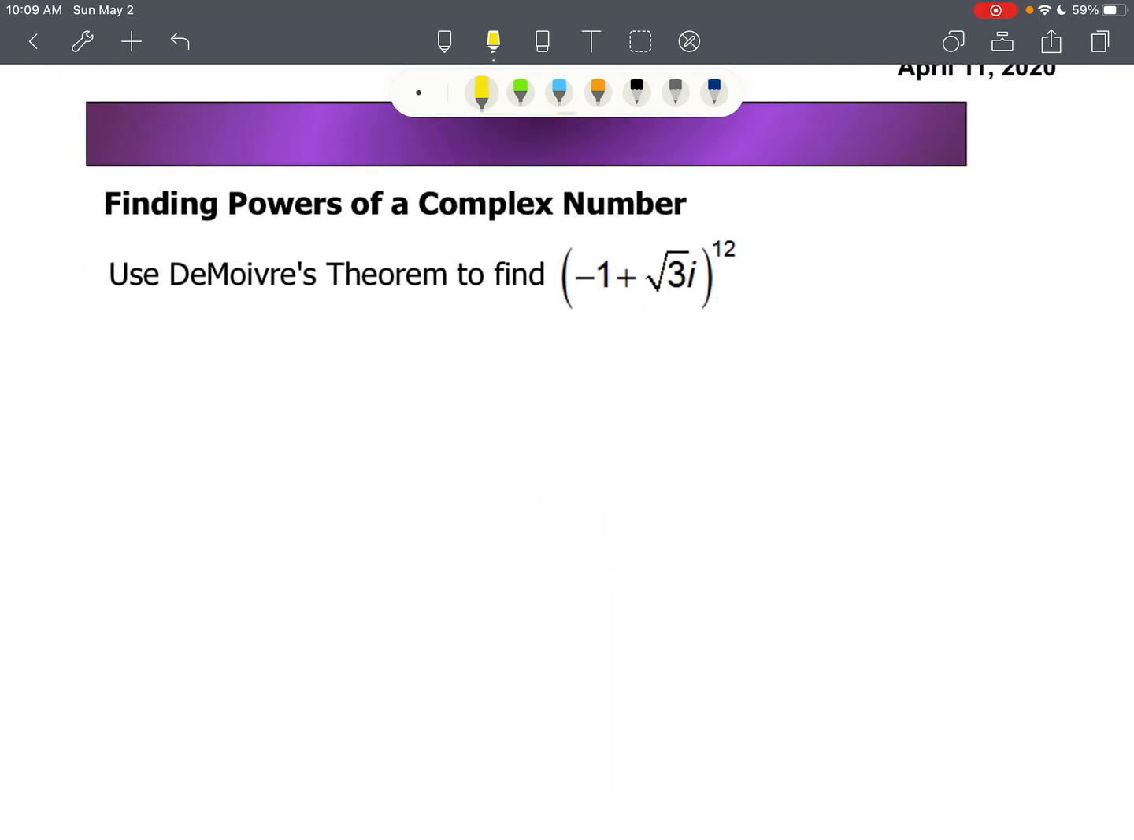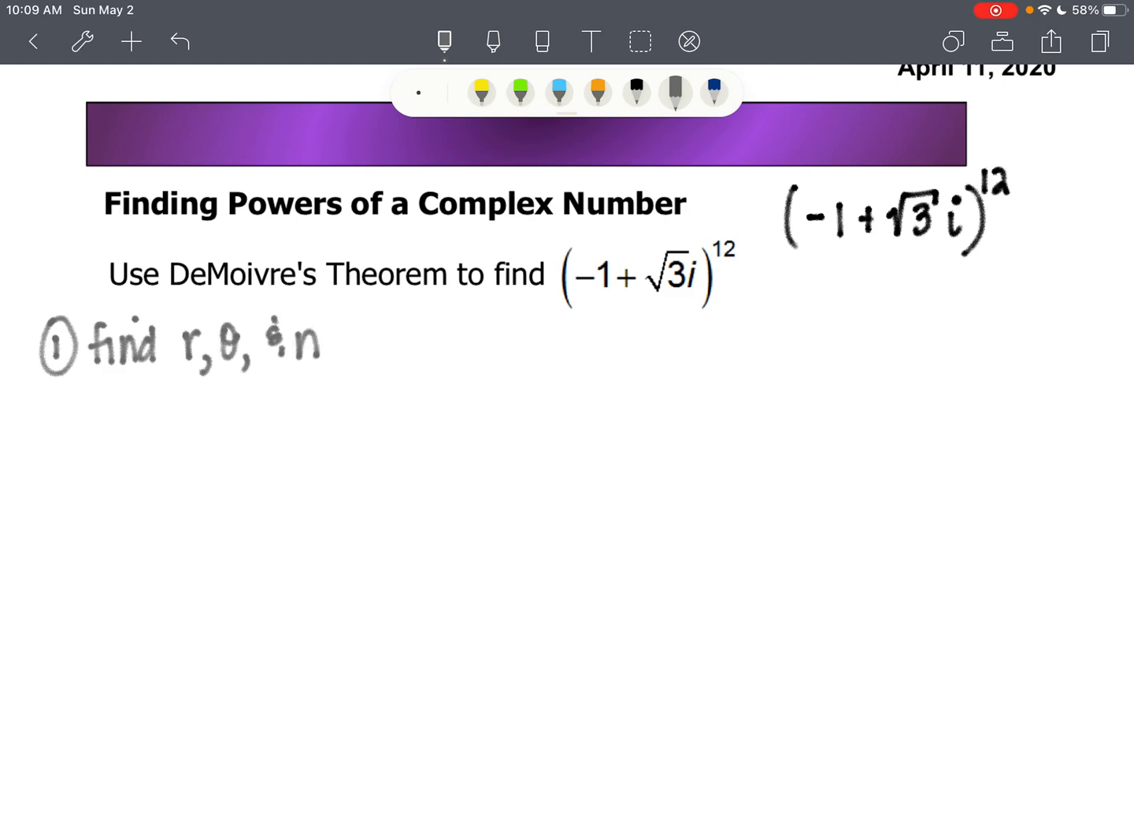So here we have an example, -1 plus the square root of 3i raised to the 12th power. And that's the same thing as -1 plus the square root of 3 times i. i is not in the radical, and then we're going to raise that to the 12th power. So our first step is to find the r value, the n value, and theta. So we're going to find r, theta, and n.